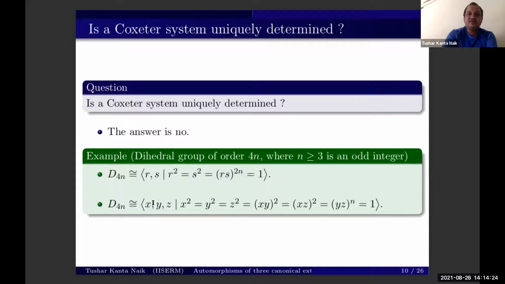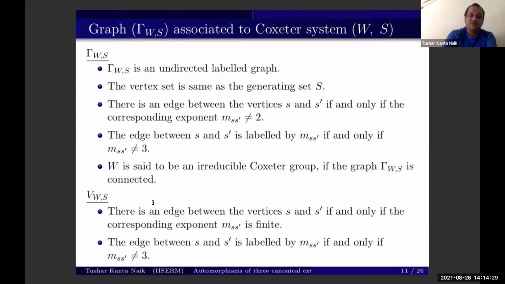With this, there is a very famous isomorphism problem for Coxeter groups. Before that, we'll see some graphs associated with a Coxeter system. There are many ways of associating graphs, and we'll recall two standard ones. The first one, which people usually use, is Gamma(W,S). This is an undirected labeled graph. Here we take the vertex set the same as the generating set S, and we put an edge between two vertices s and s' if and only if the corresponding exponent m(s,s') is not equal to 2. We then label the edge between s and s' by m(s,s') if and only if m(s,s') is not 3.